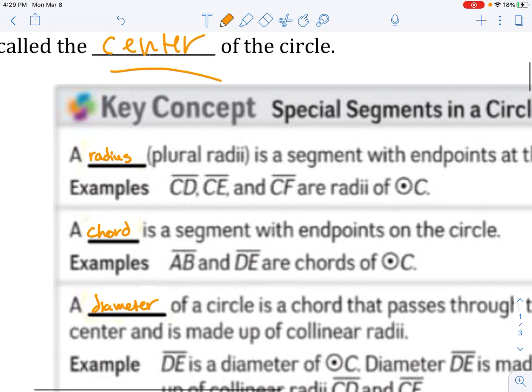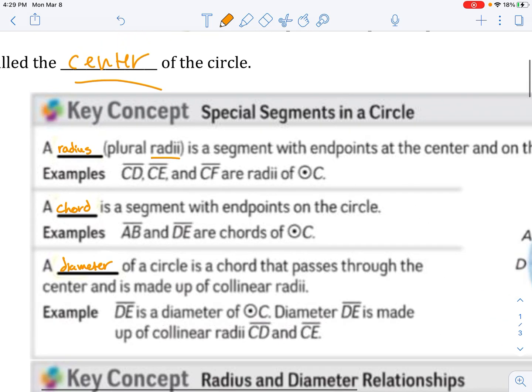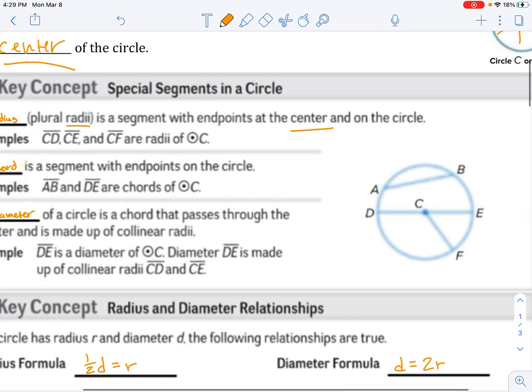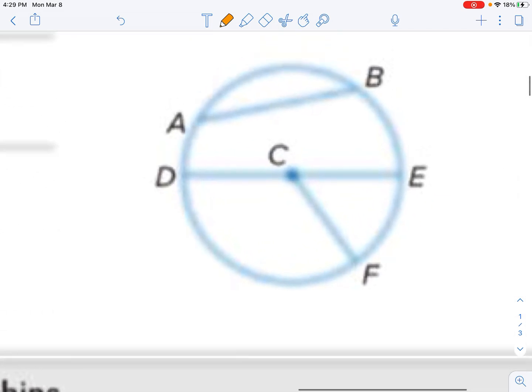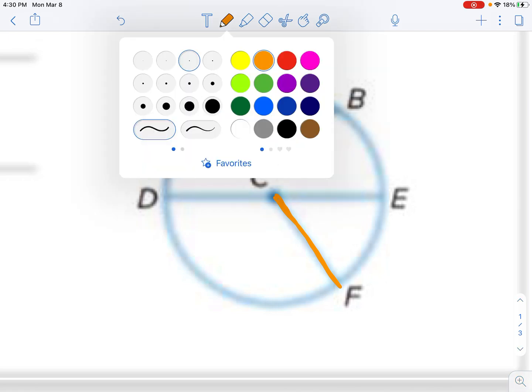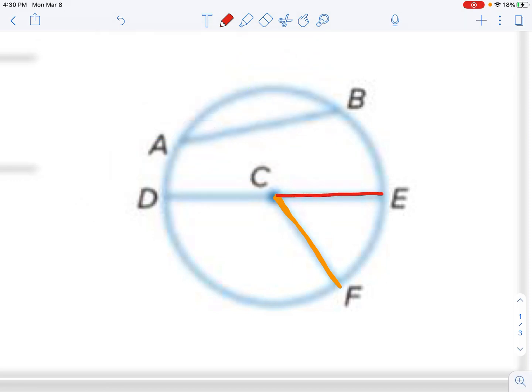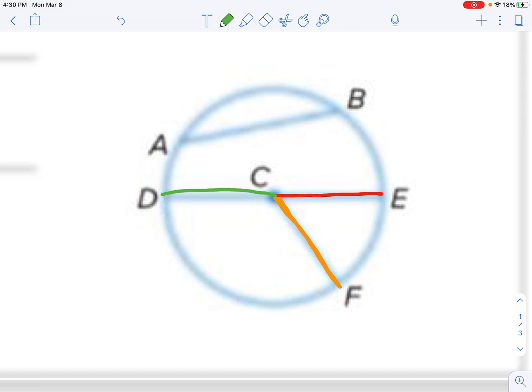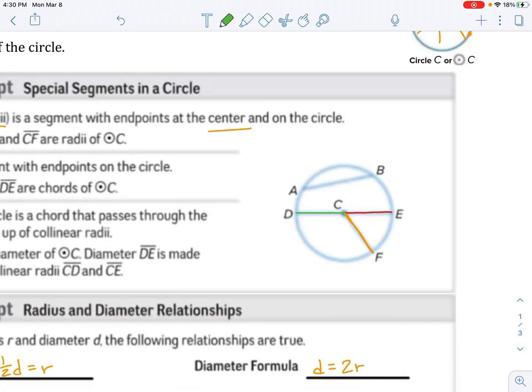A radius, if you wanted to make it plural, would be radii. A radius is a segment that goes from the center to the outside of a circle. So for example, on this one, my radius would be that right there, from C to F. It goes from the center of the circle to the outside of the circle. A different radius could potentially be this one, going from the center to the outside, or even this one. That would be another radius, going from the center to the outside of the circle.